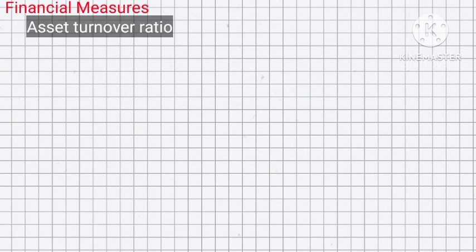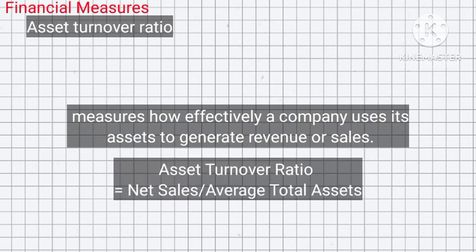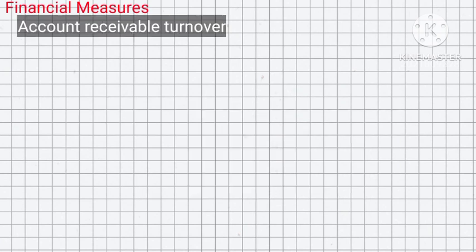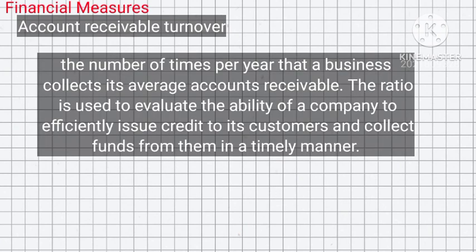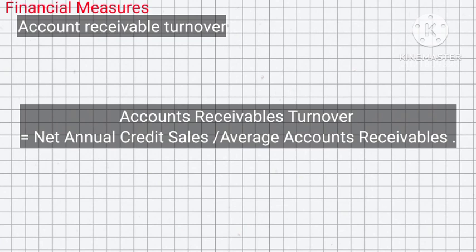Fifth, the asset turnover ratio measures how effectively a company uses its assets to generate revenue or sales. Asset turnover ratio equals net sales divided by average total assets. Sixth, accounts receivable turnover is the number of times per year that a business collects its average accounts receivable. The ratio is used to evaluate the ability of a company to efficiently issue credit to its customers and collect funds from them in a timely manner. Accounts receivable turnover is equal to net annual credit sales divided by average accounts receivable.